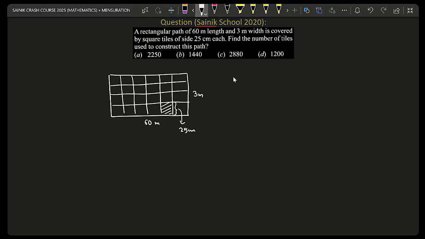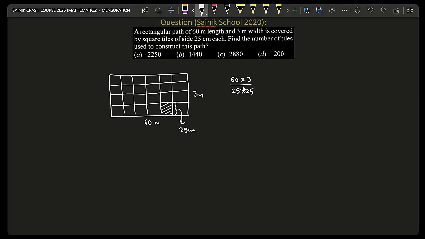Area of the rectangle is 2 into L plus B. Sir, length into breadth, sir. So can I write 60 into 3? Okay, divided by what is the area of each tile? Sir, 25 centimeters. Okay, so what is the area I can write? Side is 25. What is the area? 25 multiplied by 25. Okay, if you simplify this, you'll get the answer.